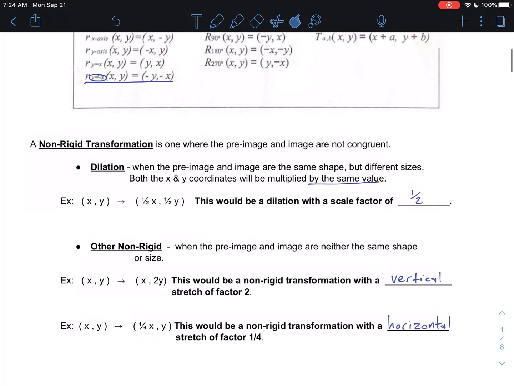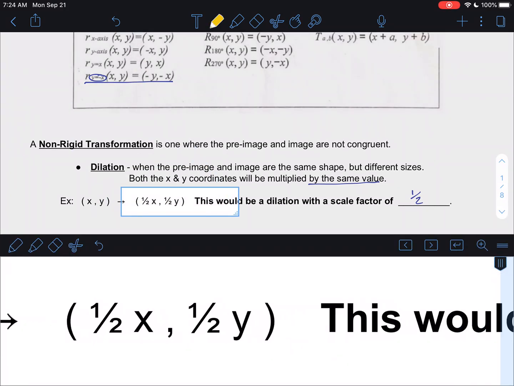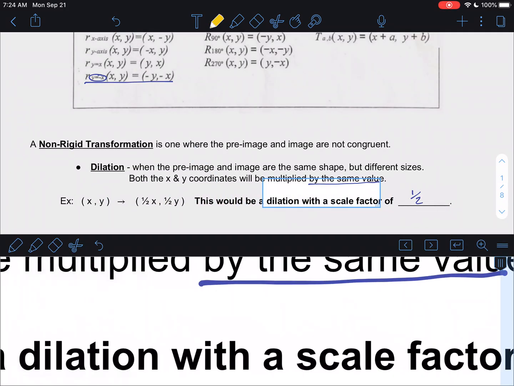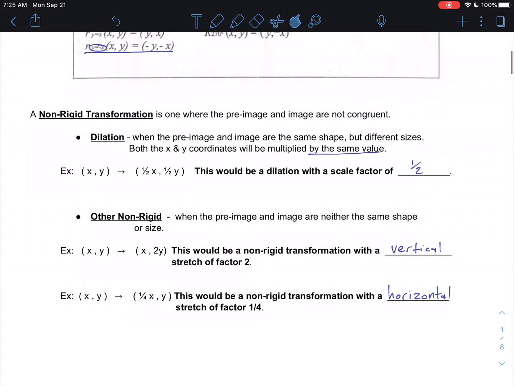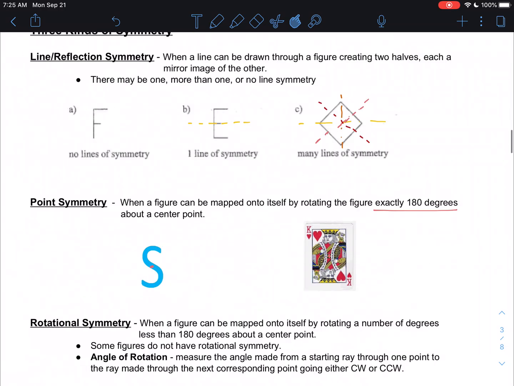So a dilation, when the pre-image and image are the same shape but different sizes, both the x-coordinate and y-coordinate will be multiplied by the same value. So we can see here, this would be a dilation with a scale factor of 1/2. Since everything was multiplied by negative 2, what we just saw would be a dilation with a scale factor of negative 2.